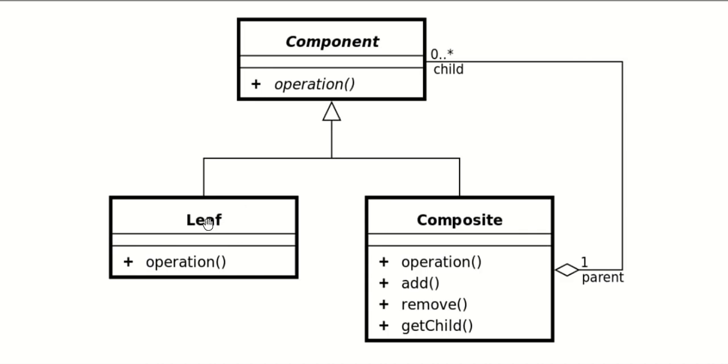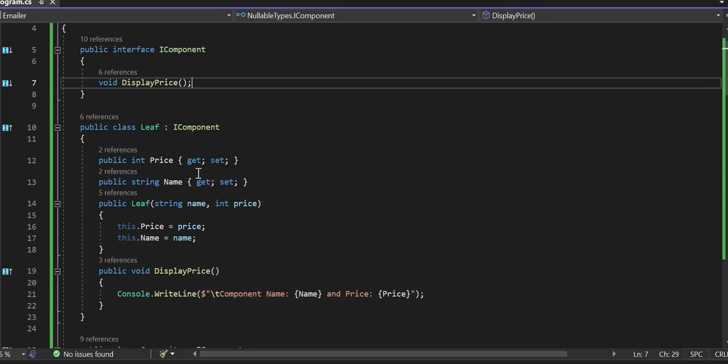Then I implement my leaf class now, public class leaf, this one. My leaf is an independent node or leaf itself. It doesn't have anything. So very simple, price, name, and I'm implementing the method display price. So the component name is name and its price is price. Pretty straightforward. A class which implements my contract I component.